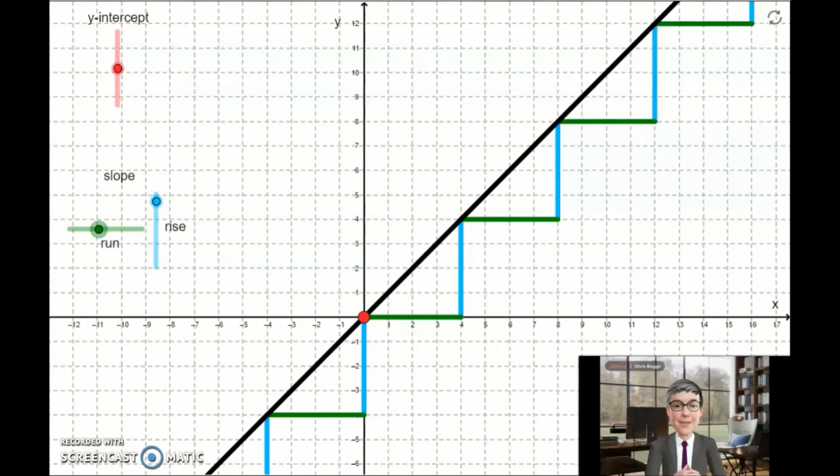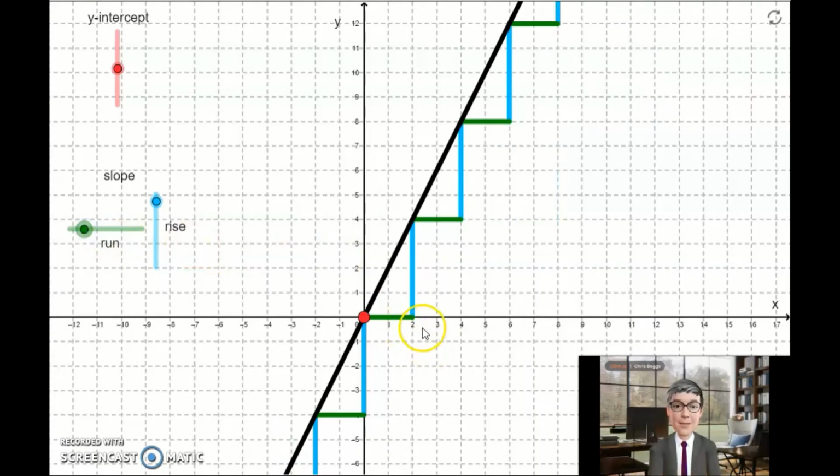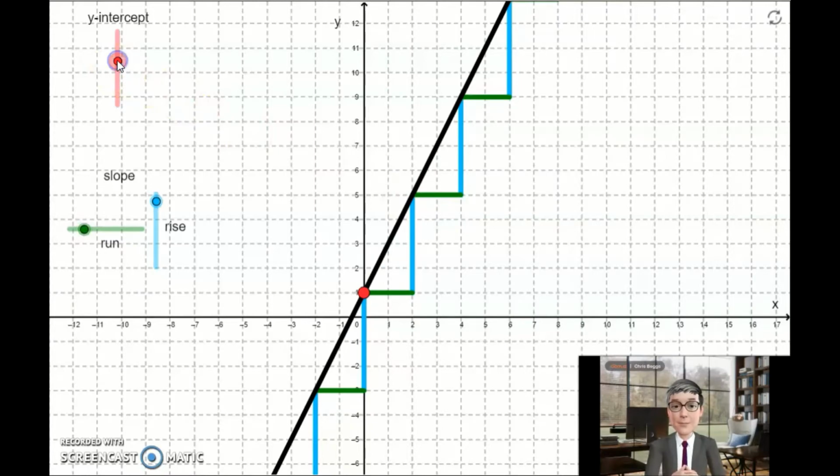So this shows very clearly the relationship between rise and run, slope and y-intercept. Here I have a rise of 4, a run of 4, so my slope is 1, my y-intercept is 0, so my equation is y equals x. If I were to make the run shorter, here we have a run of 2 and a rise of 4, so my slope is 2. I have y equals 2x. When x is 1, y is 2, when x is 2, y is 4, and so on. I can move the graph up and down, so this will be y equals 2x plus 1.